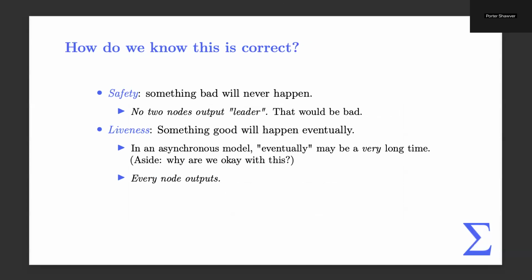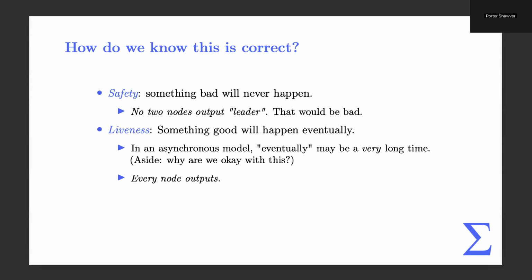Okay, so to formalize the idea of correctness, for this context and for other contexts in distributed computing, we have a few things called safety and liveness. Safety is the idea that something bad will never happen. It's a weird use of the word, and it seems surprisingly not formal, given that this is the formal definition of correctness. Saying something bad will never happen isn't that formal, but it's very intuitive. Like no two nodes will ever output leader, because that would be bad. So something that is wrong shouldn't happen.